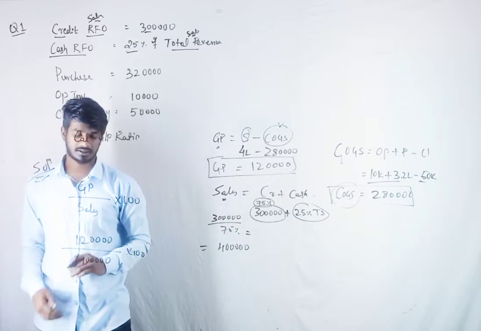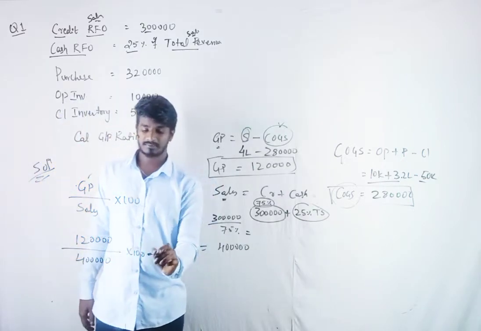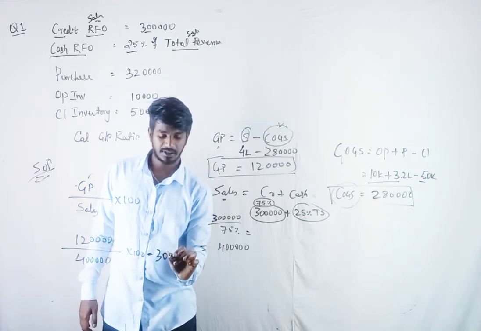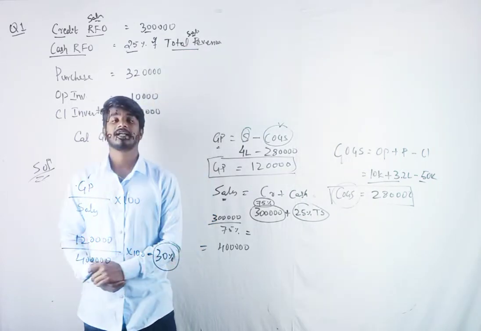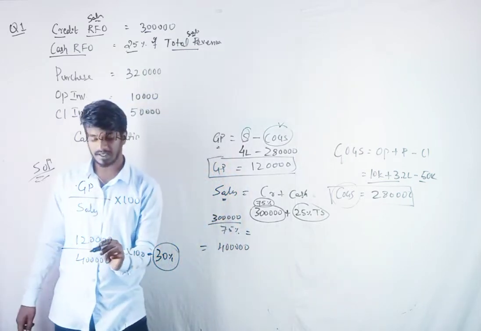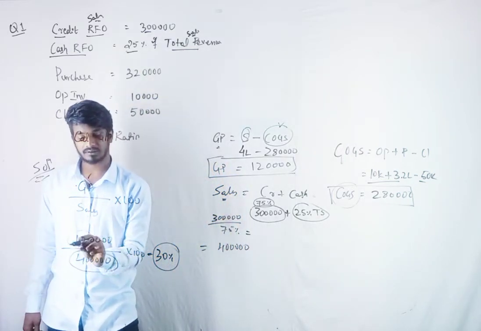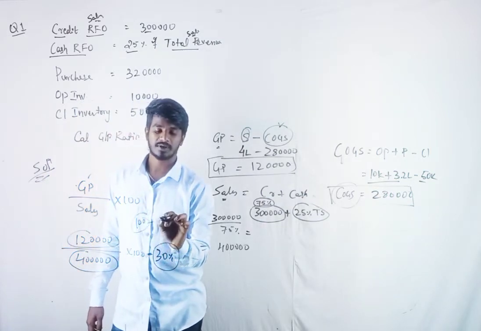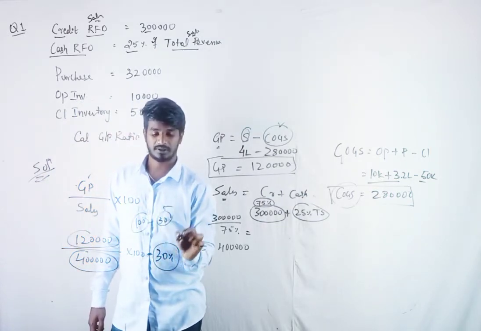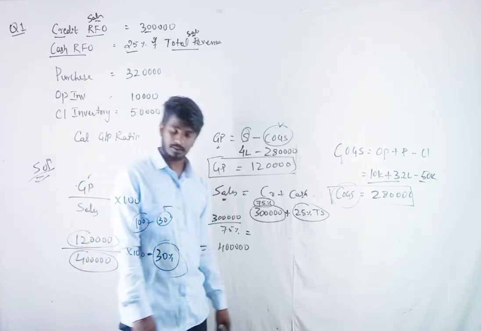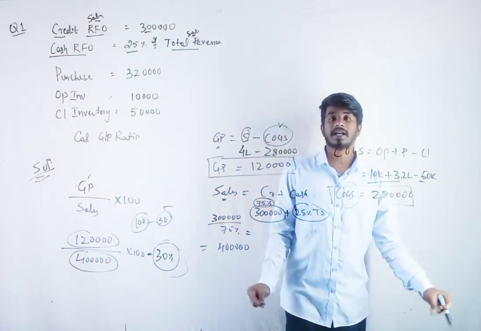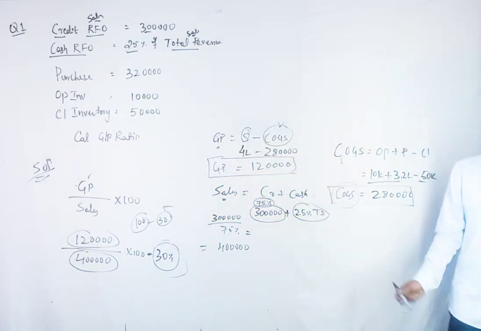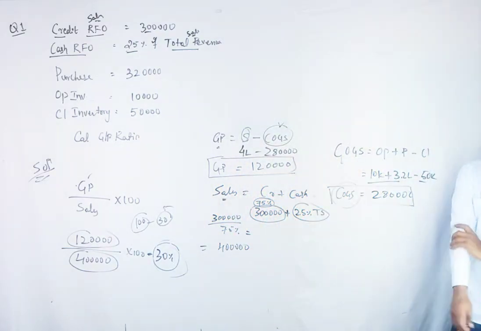Is that correct? Yes. So it becomes 1 lakh 20,000 divided by 4 lakh into 100, 30%. What does it mean? If we sell 4 lakh rupees, we will earn 1 lakh 20,000. Means if you sell for 100 rupees, you get 30 rupees profit. That is your 30% gross profit. Is that correct? You can take down the solution. We go for the next question.